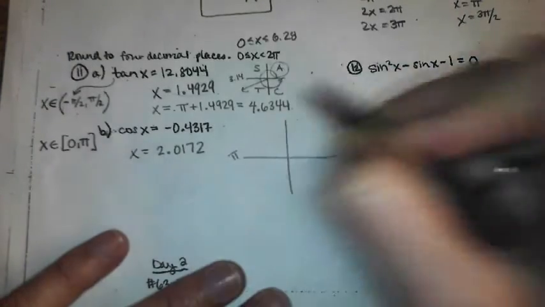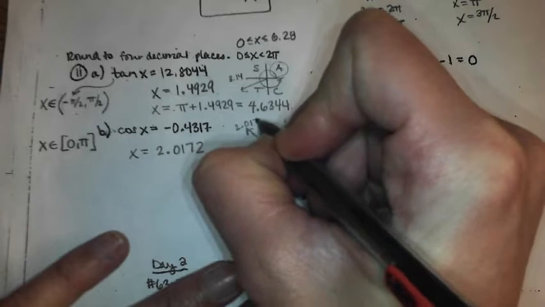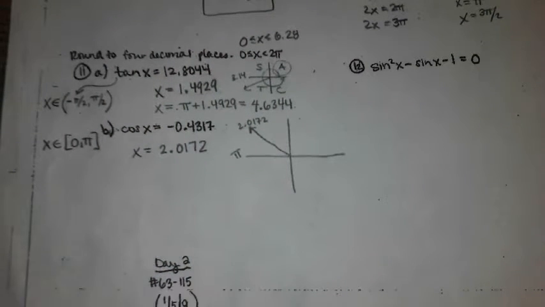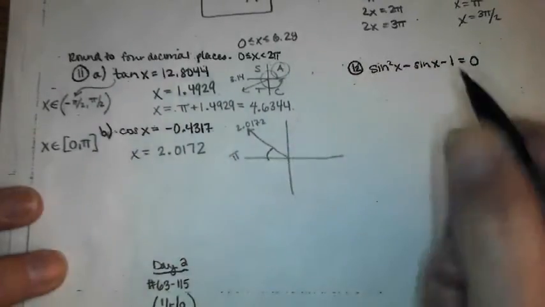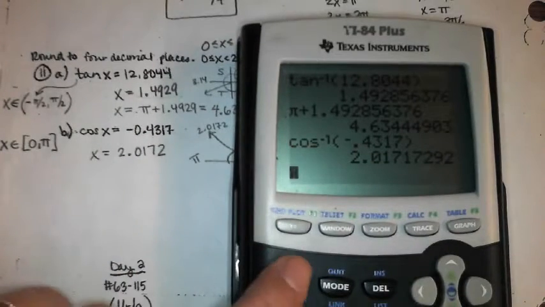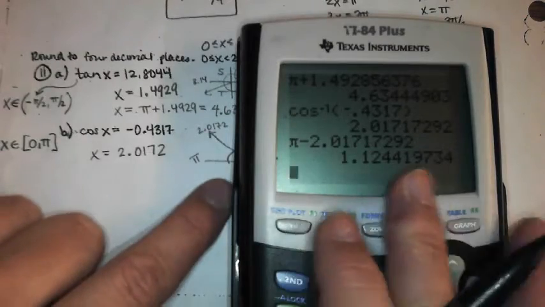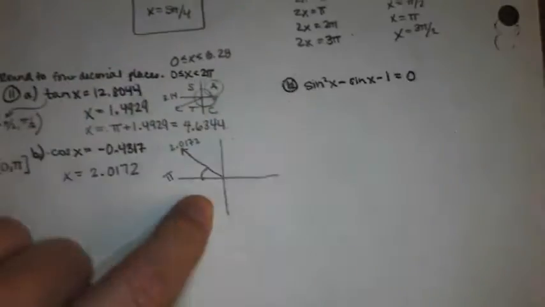Now, this is tricky, because here's pi. Here's our angle, 2.0172. What is our reference angle? Or how do you find it? Right, pi minus that. So if we do pi minus that answer, our reference angle is 1.1244.